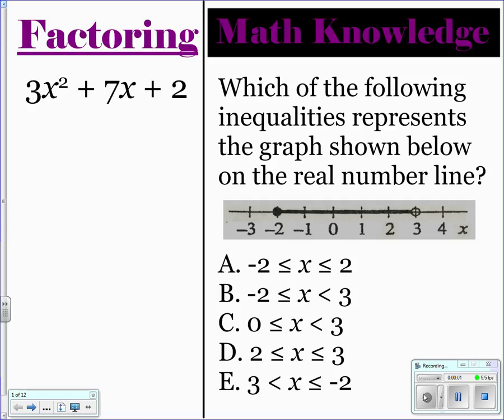All right, y'all go ahead and do the math knowledge question and the factoring. Pause the video, and once everyone is finished, you can unpause the video, and I'll show you the correct answers.